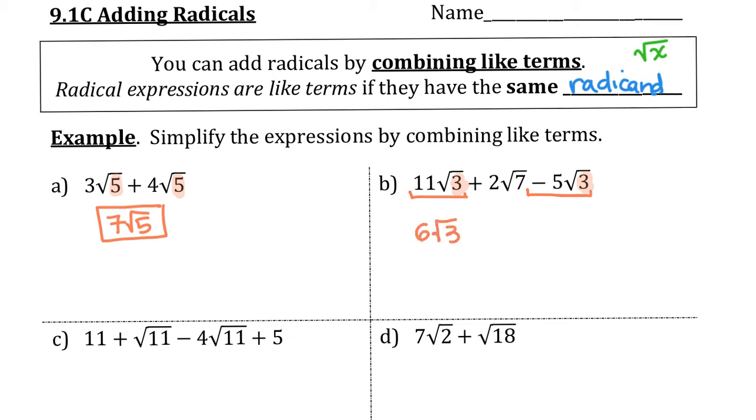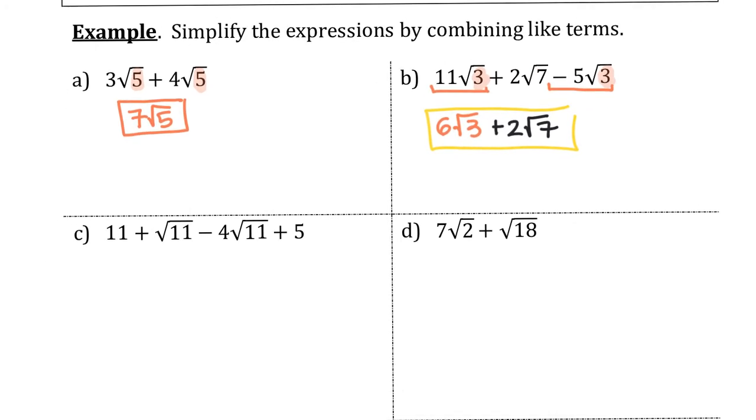Okay, what else do I have? I have this plus 2 root 7, which I'm still going to bring down because it's part of the expression, but it's not a like term, so I can't combine it. So my final answer is 6 square root 3 plus 2 square root 7 because they're two different radicals.